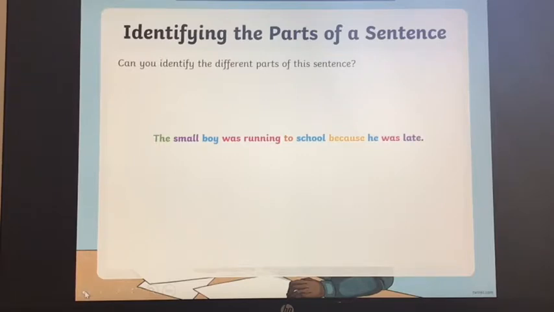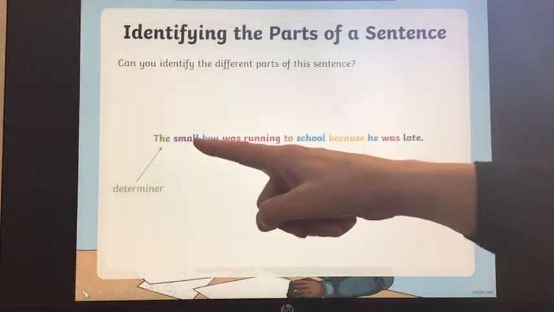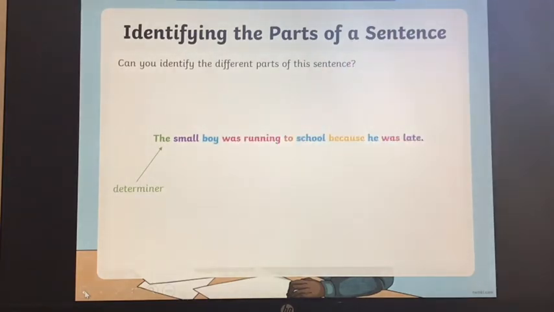The word in green, the word the, what type of word is the? And I did ask you to use this in your tree poetry last week. Were you right? This is called a determiner and it usually refers to a noun. So in this case, it's the boy.